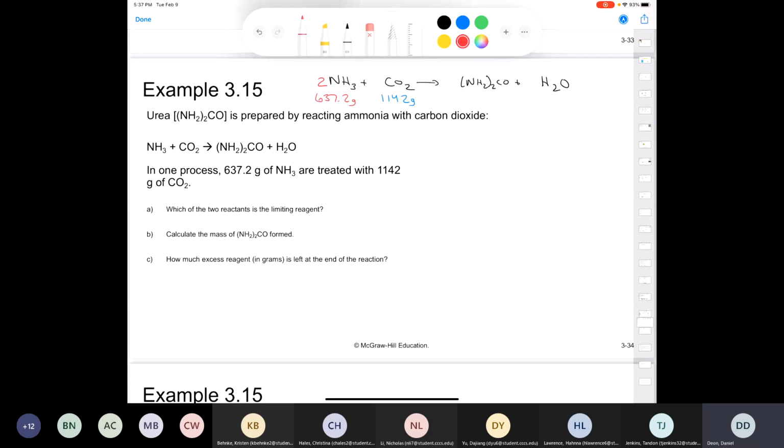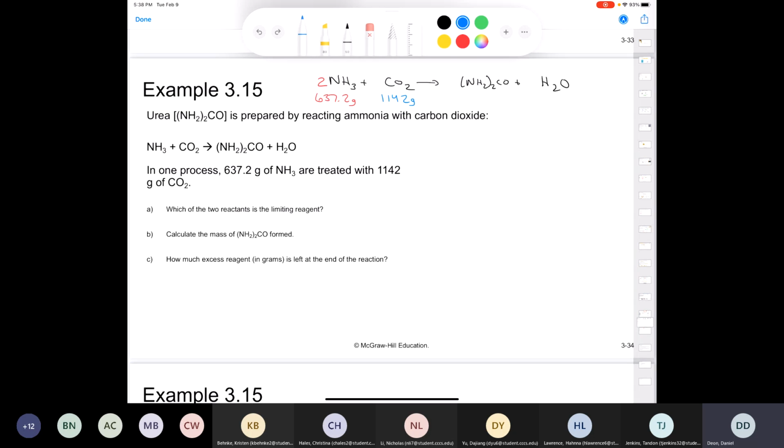What we're going to do first is pretend that we've got the 637.2 grams of ammonia, and we're not even going to worry about the carbon dioxide. We're going to pretend we've got all the carbon dioxide in the world, and figure out how many grams of urea we could make. We'll run that whole calculation set. Then we're going to do it again with our 1,142 grams of carbon dioxide, and figure out how many grams of urea we would get, ignoring the ammonia completely. Whichever of those masses of urea is the smallest tells you what the limiting reactant is.